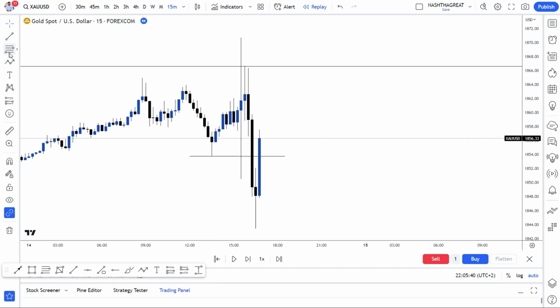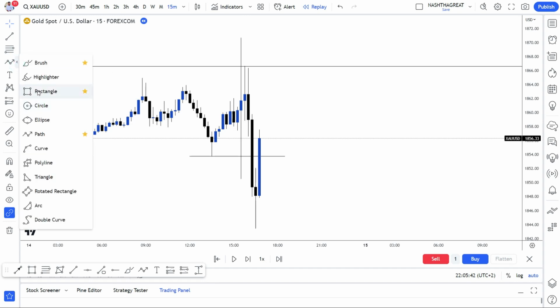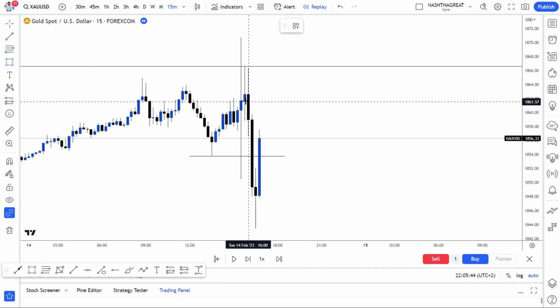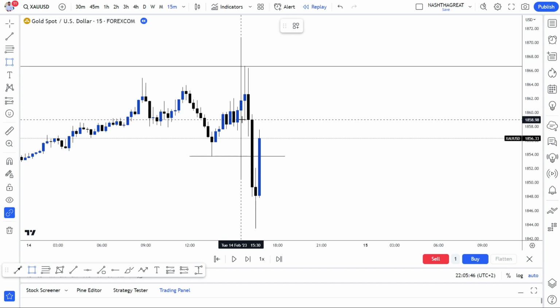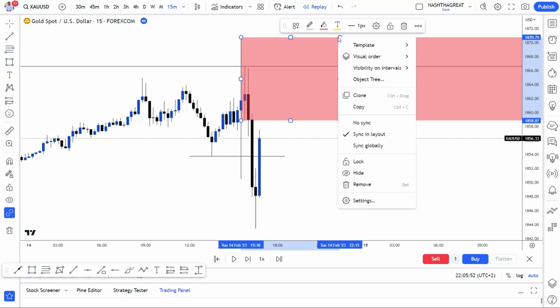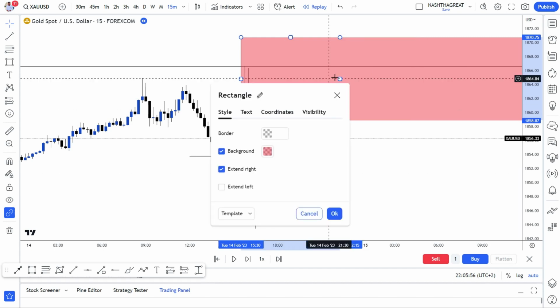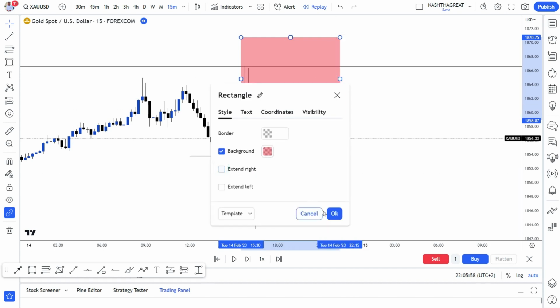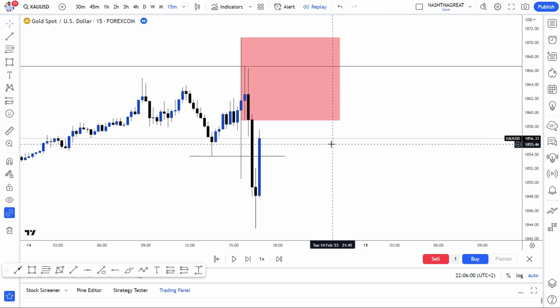But for this example, let me just use the order block that is there, right? So this is the order block that we have. You can mark that order block. Okay, let me do this. We mark that order block, right?